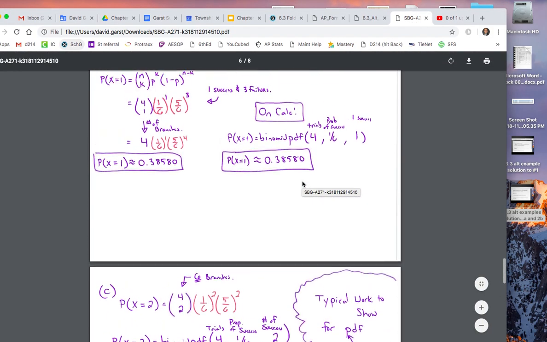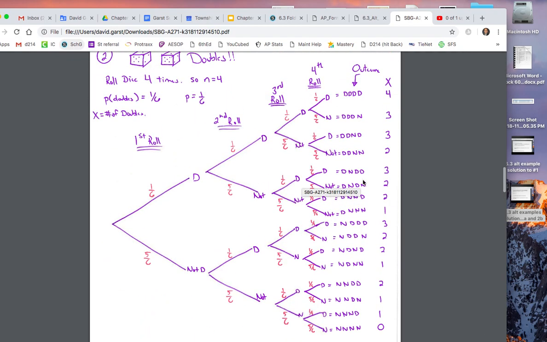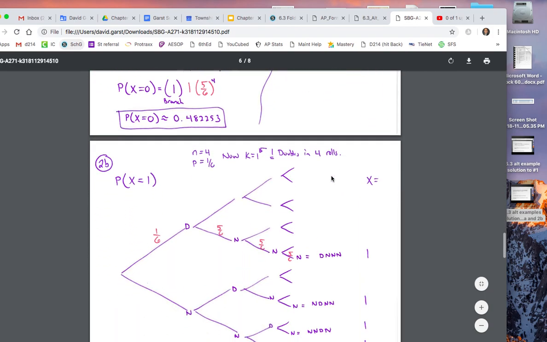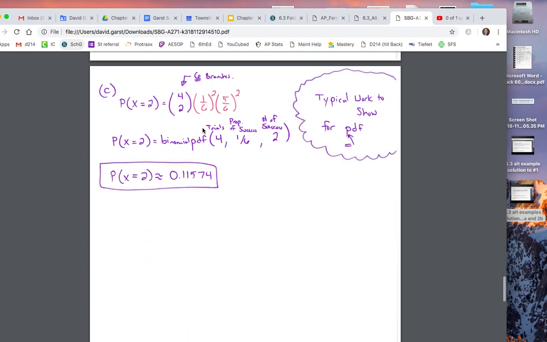If I were to go here to look at my original tree diagram, to get doubles exactly twice, it could be doubles, doubles, no, no. So that's twice, twice, twice. It looks like there are 1, 2, 3, 4, 5, 6 different branches where we could get doubles twice. Here's my work for showing this.